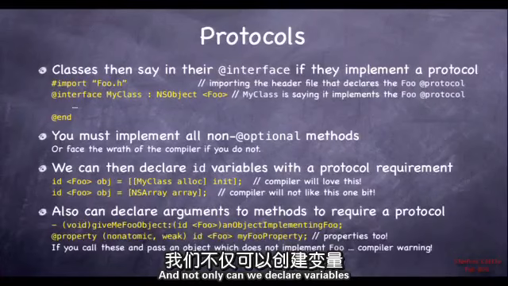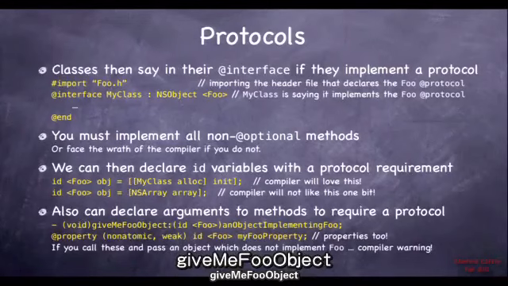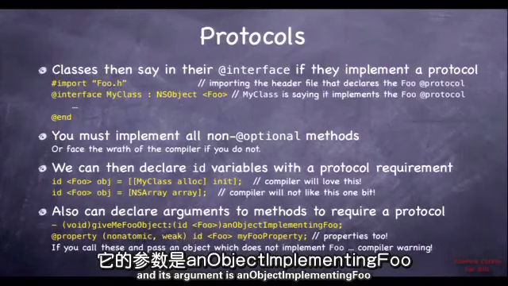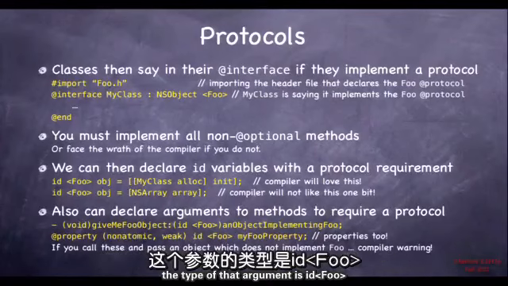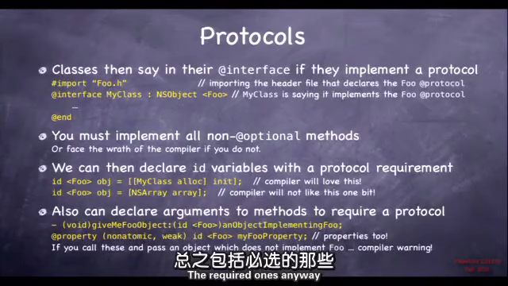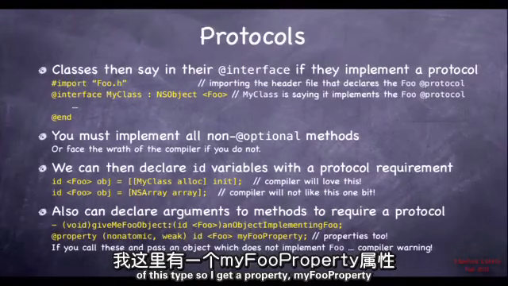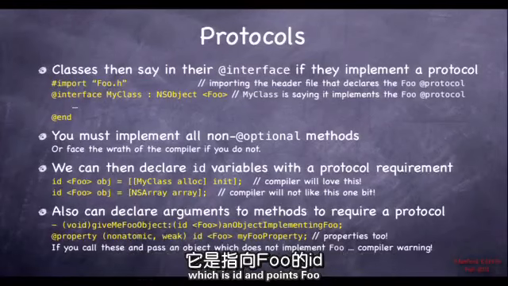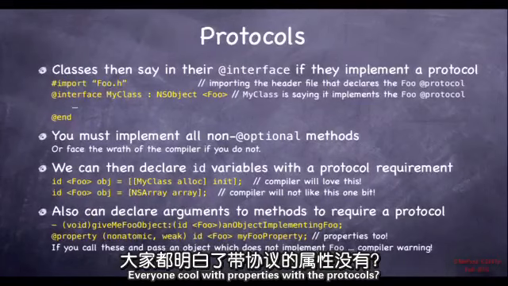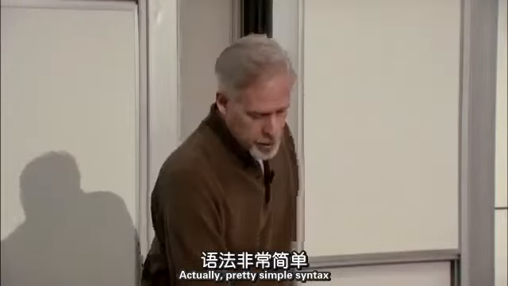And not only can we declare variables, we can also pass them as arguments. So I could have a method here, giveMeFooObject, and its argument is an object implementing Foo. The type of that argument is id<Foo>. In other words, an object of unknown class that responds to these Foo methods. The required ones anyway. And we can also have properties of this type. So I could have a property, myFooProperty, which is id<Foo>. Everyone cool with the protocols? Pretty straightforward, actually. Pretty simple syntax.